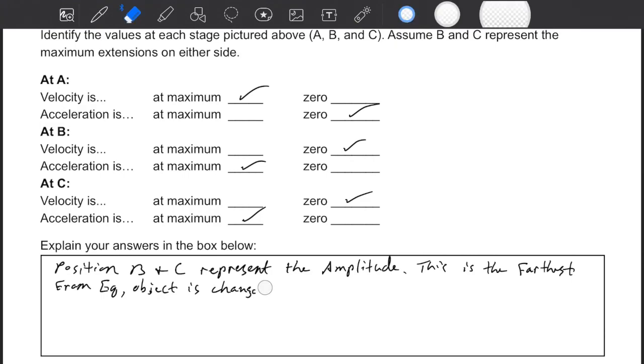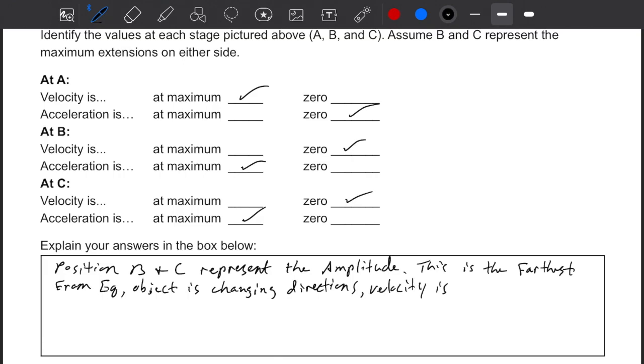So I'm just writing this out as position B and C represent the amplitude. This is the farthest from the equilibrium. If it's the furthest from the equilibrium, we have the maximum restoring force, and maximum force means maximum acceleration pointed back towards the equilibrium. At amplitude, that's where it changes directions. And when you change directions, you have to go through velocity of 0. So for a very small moment in time, it has stopped.